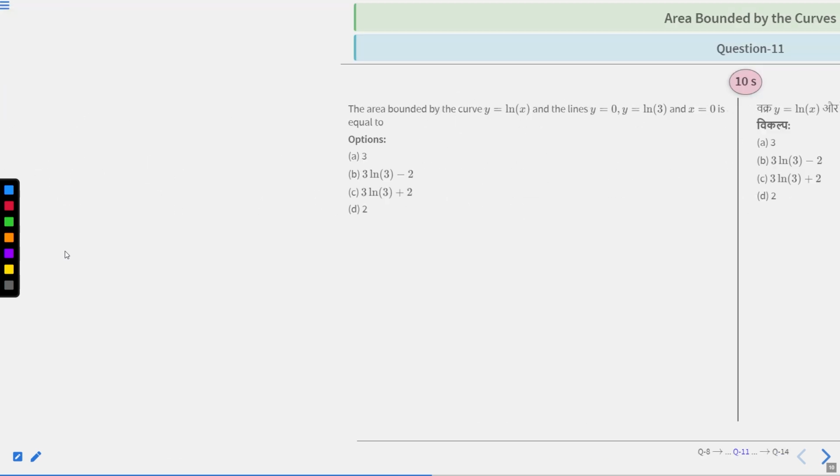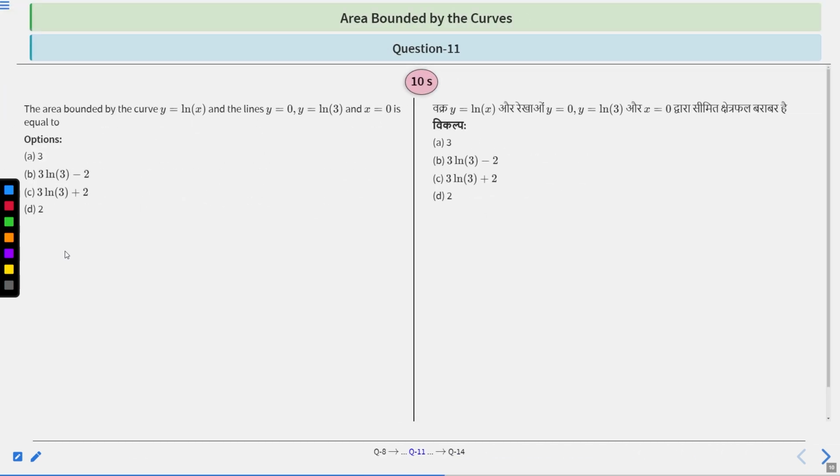Now let's move to the next question, question number 11, which says: the area bounded by the curve y = ln x and the lines y = 0, y = ln 3 and x = 0 is equal to. See, we have to find the area for y = ln x. The limits are given in terms of y, therefore we will convert and take the integration of x dy.